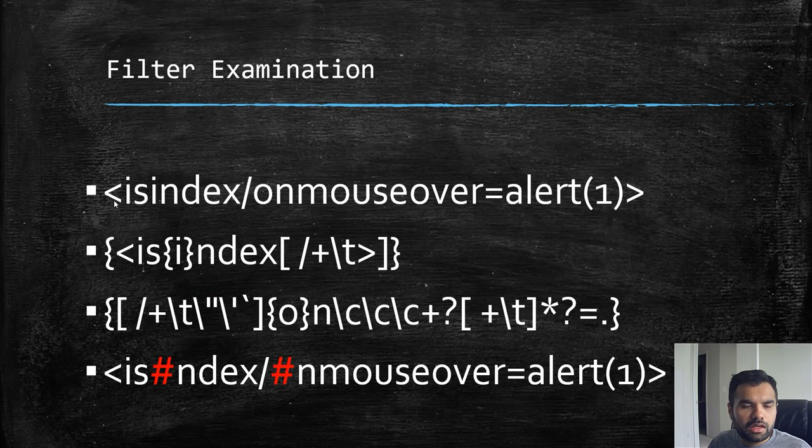One more filter we are going to examine. This one is index on mouse over is equal to alert one. Now, if you see, there are multiple regular expressions used. In this one it is index, so as you can see, the I will be replaced with the hash sign. And then here again in onmouse, the O will be replaced with the hash sign to make it non-reflected. And that's how it will be given back to the user.